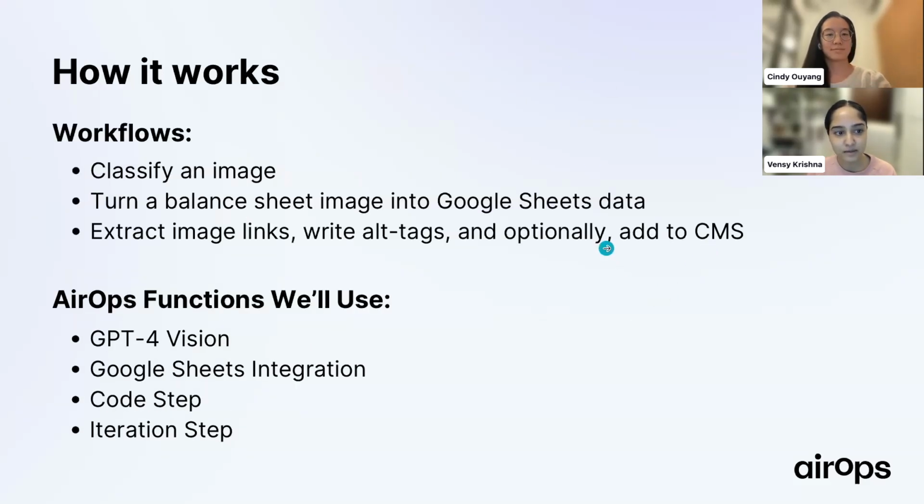But today, the workflows that we'll be covering are classifying an image quickly and accurately, turning a balance sheet image into Google Sheets data that is accurate and structured correctly. And we'll also be showing you how to extract image links from your web pages, write alt tags using AI, and optionally also add this to your CMS, especially if you're using Webflow.